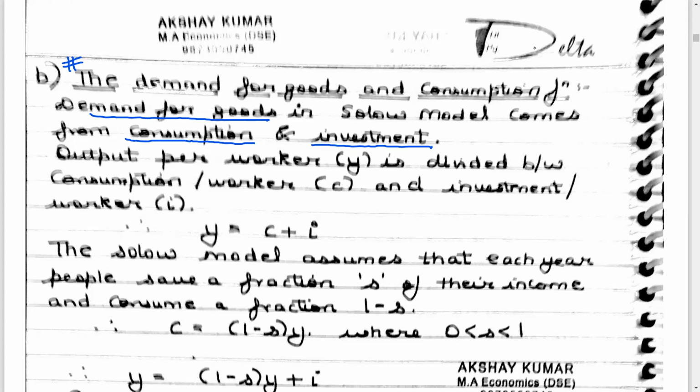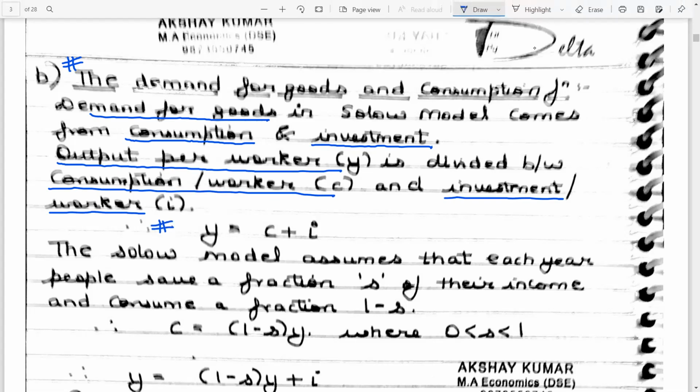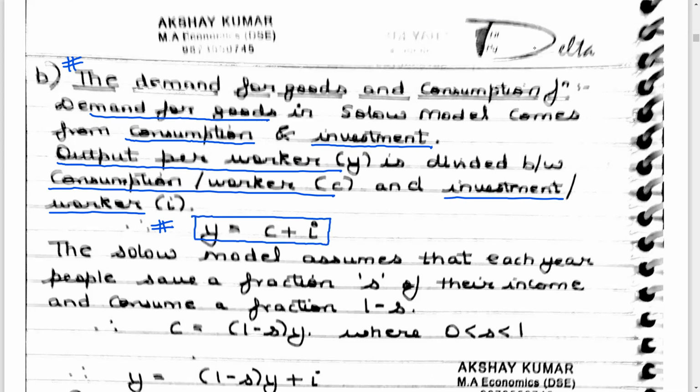Okay, so when we talk of demand for goods, demand is coming from two particular sources: households demand consumption and firms demand investment. And output per worker can be divided into two parts: consumption per worker, which is small c, and investment per worker, which is small i. So I can write output per worker is equal to the consumption per worker plus investment per worker.